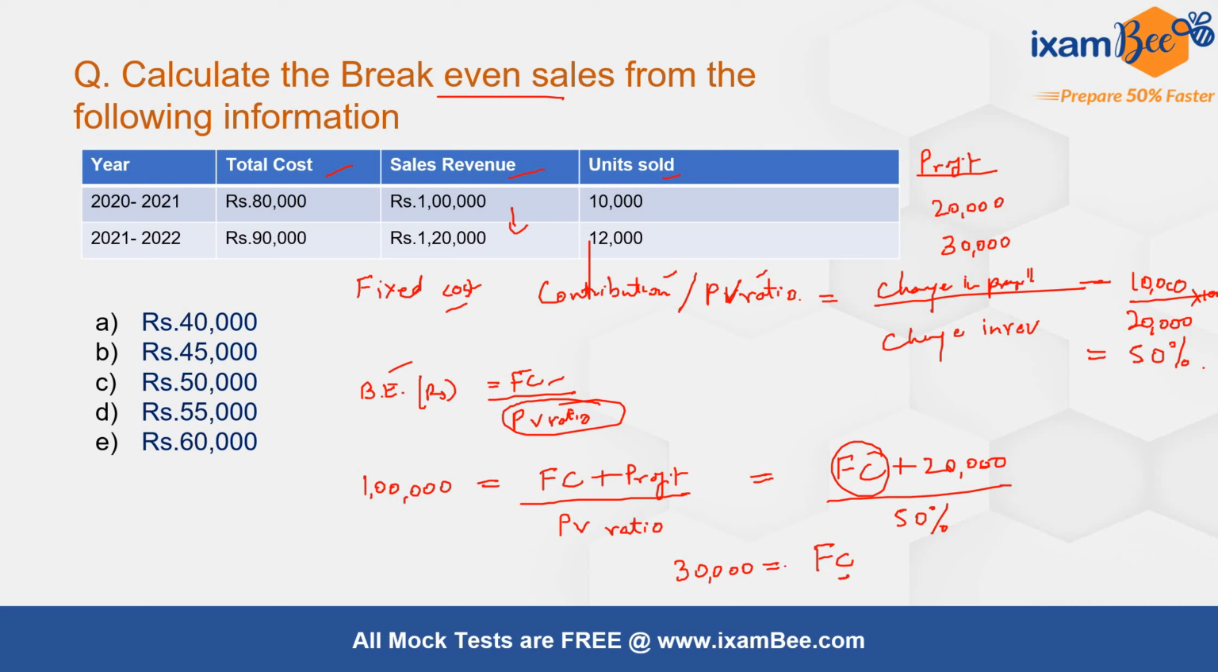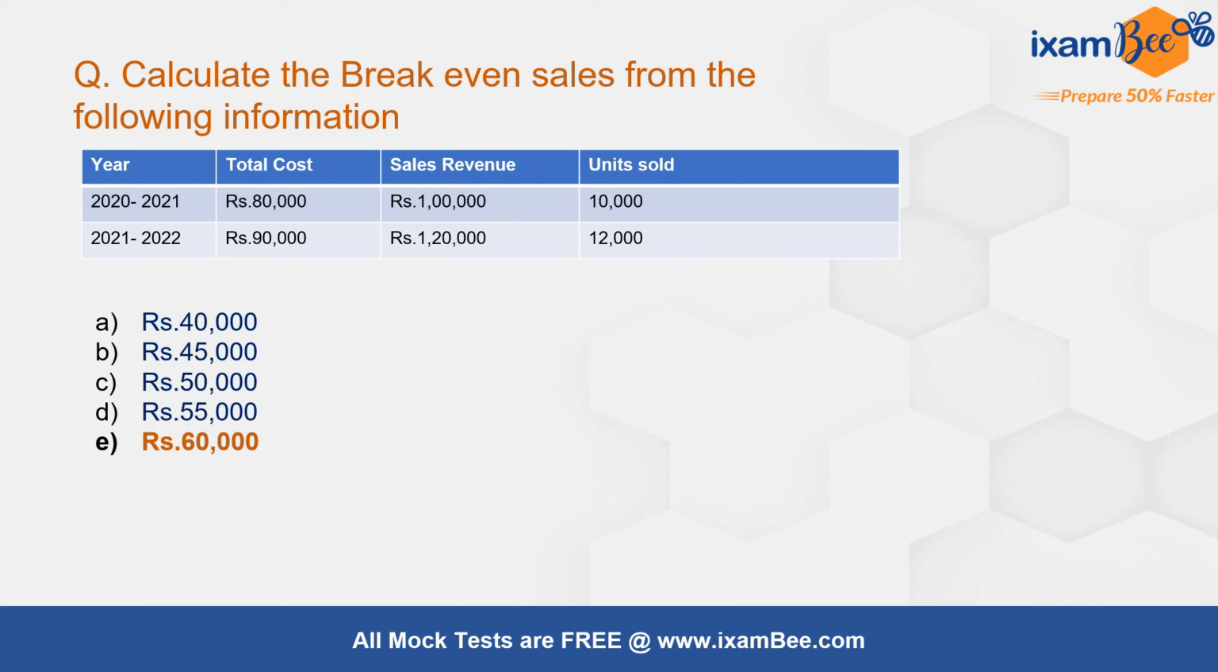Okay, now I know my fixed cost, I know my PV ratio. Very easy for me to now calculate 30,000 divided by 50%, which will give me rupees 60,000. So my answer here is 60,000. So this is how you will be able to calculate the break-even sales when the data is being given for 2 years, and you have to follow the change in your profitability and your sales revenue to be able to calculate fixed cost and break-even also.